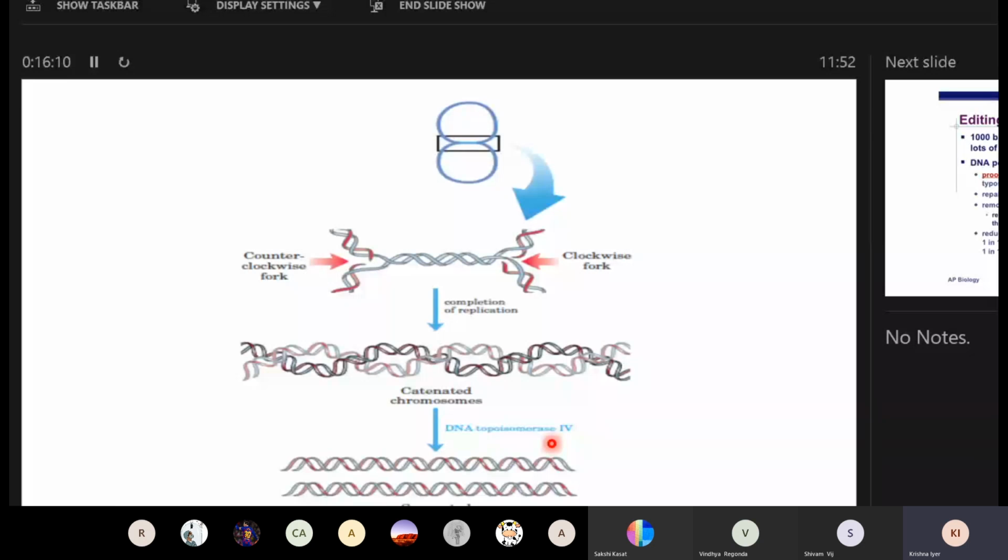What do these enzymes do? They change not the sequence, but only the form of DNA, or what is called the topology or topography of DNA.